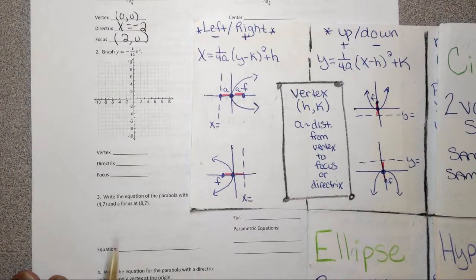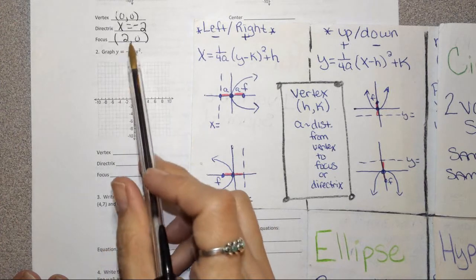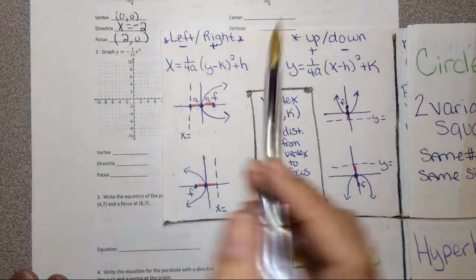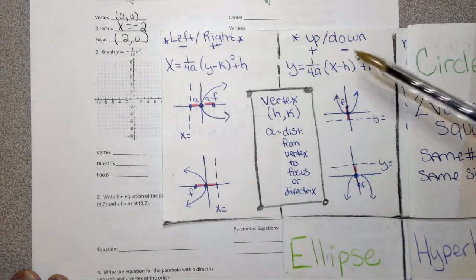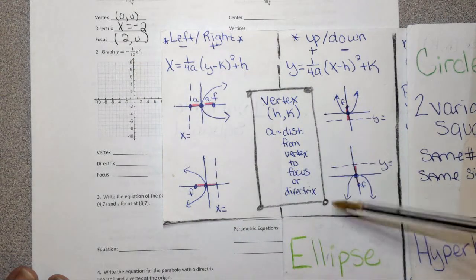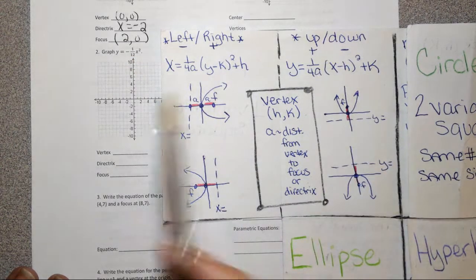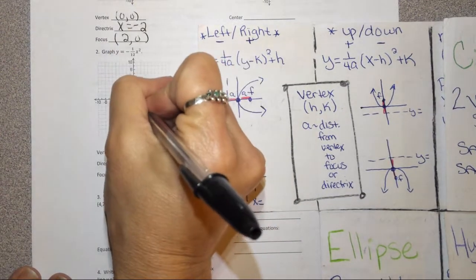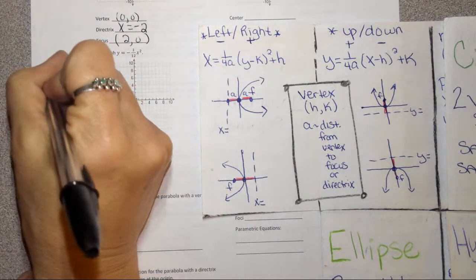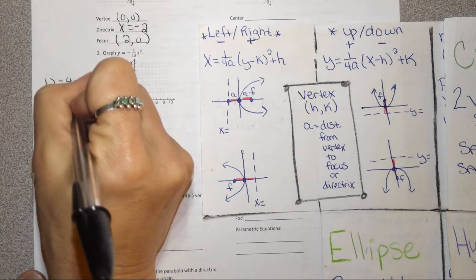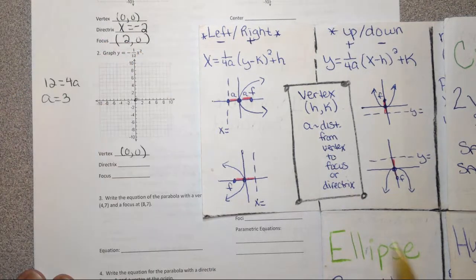Number 2, it says y equals negative 1 over 12x squared. Again, only one variable is squared, so I know it's a parabola. Because it says y equals, it's going to be one that opens up or down. Because it's a negative, it's going to be a parabola that opens down. Again, we'll notice there are no parentheses here, so my vertex is at 0, 0 again. My denominator is 12, and we just said the denominator is always equal to 4 times a. That means a is equal to 3.